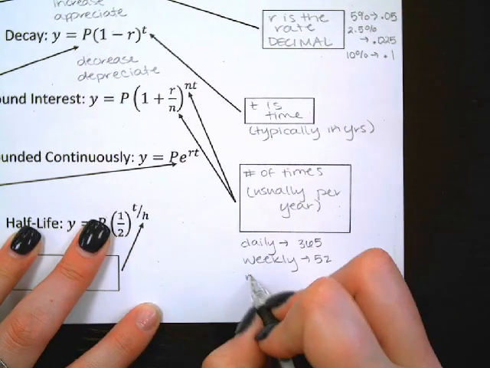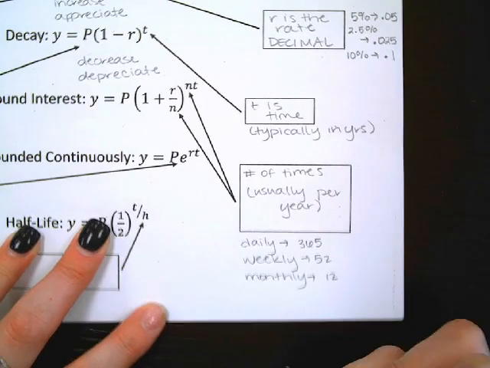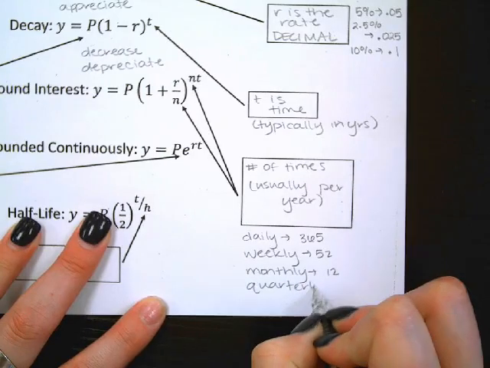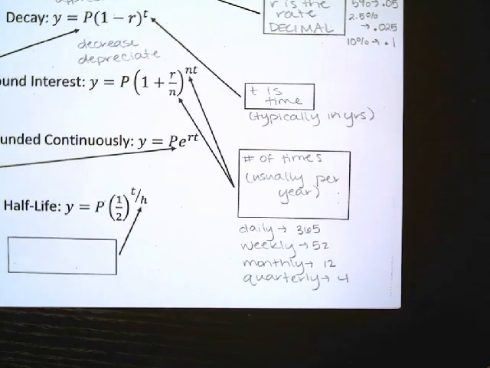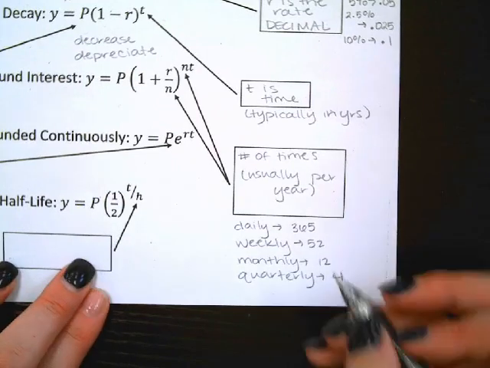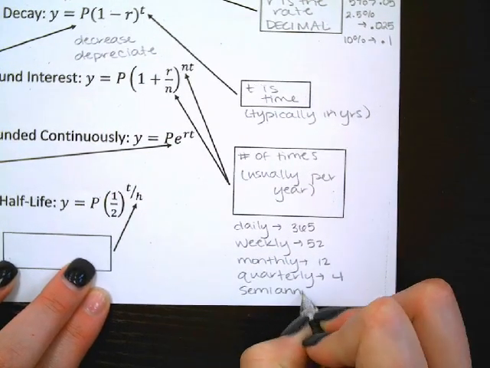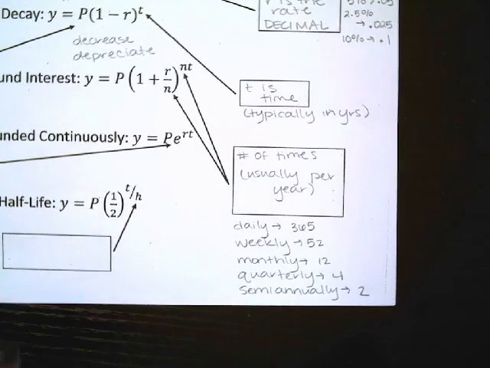If they say monthly, then you will plug in 12. If they say quarterly, you'll plug in 4 because there are 4 quarters in a year. Each of those quarters is 3 months long, so quarterly means 4. If they say semi-annually, then they mean 2, or annually means 1.